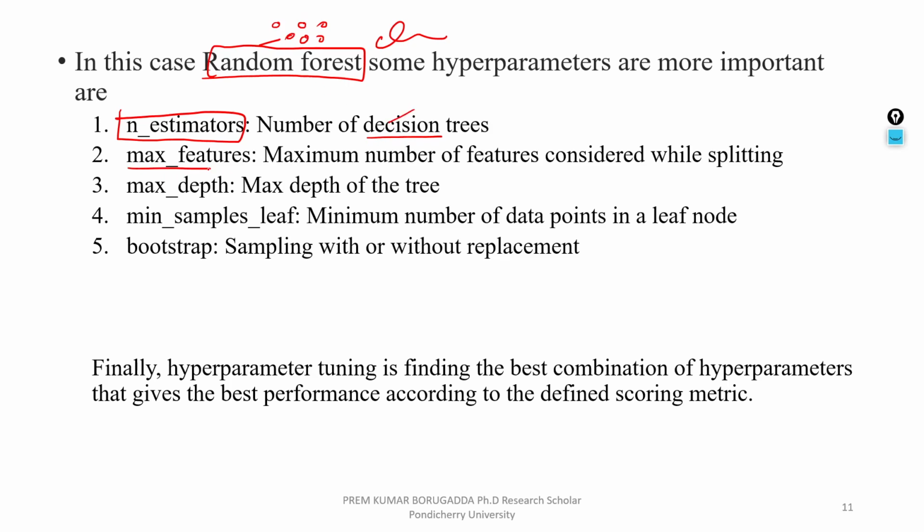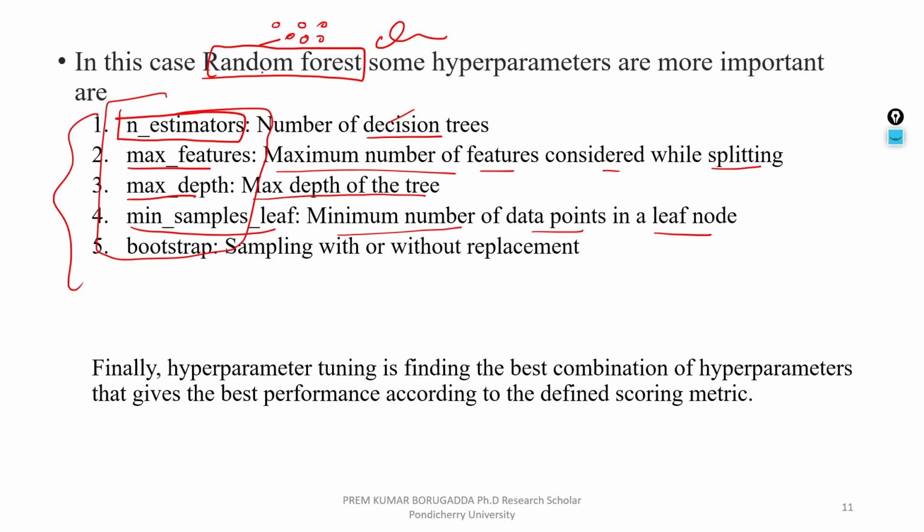Max features is the maximum number of features considered while splitting. Max depth is the maximum depth of the tree. Minimum samples leaf means the minimum number of data points in the leaf node. So these are all the hyperparameters of the random forest.